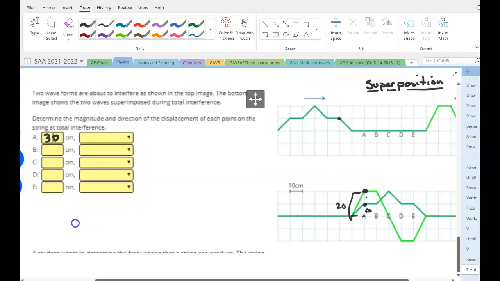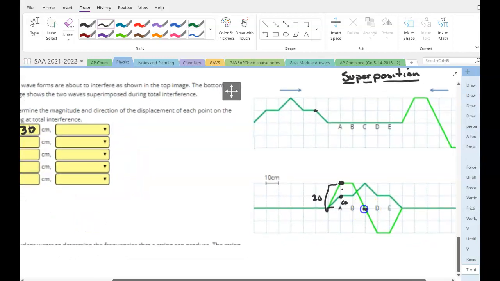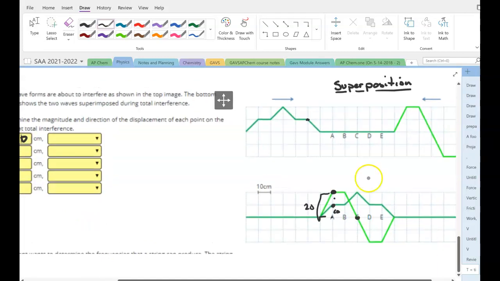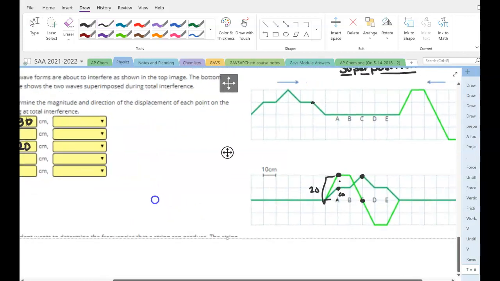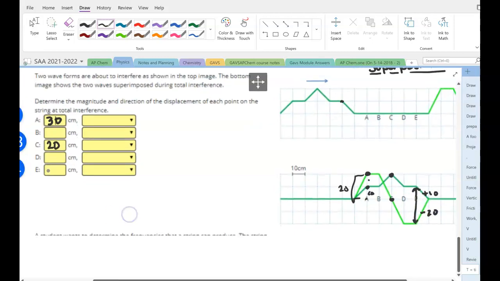Number 23 asks for you to do the same thing at C. The light green one is at the resting point, the equilibrium point, and the dark green one is 10 or 20 centimeters above. So the additive 0 plus 20 would be 20 there. And the last question was for point E. Here we have 10 up, but 20 down. Negative 20 plus positive 10 gives us a negative 10 displacement or total amplitude.